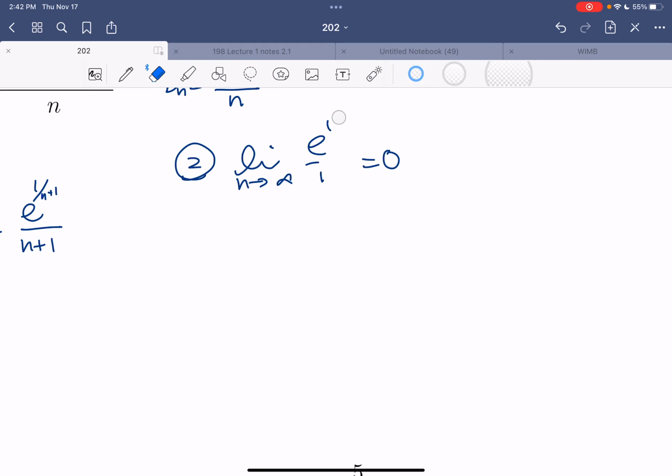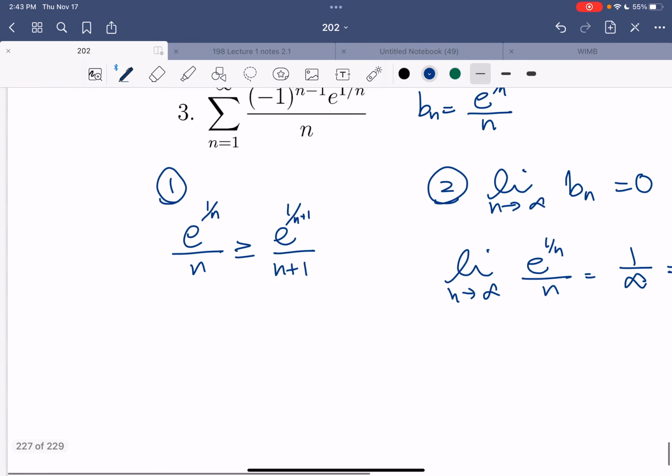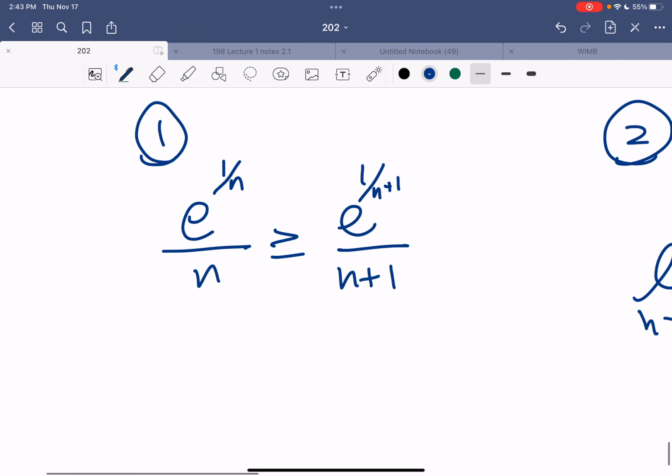Or sorry, let me just put the Bn in here. This is what we're trying to show. So let's look at it. The limit as n goes to infinity of e to the 1 over n. Where does this go? Okay, well, if you plug in infinity, 1 over infinity is 0. E to the 0 is 1. So this is 1 over infinity, which is 0. So it works in terms of the decreasing situation. Okay, we might get ourselves into some weird algebra here.